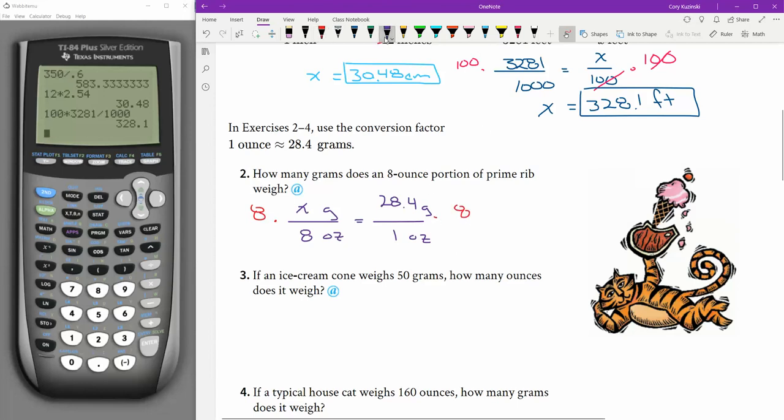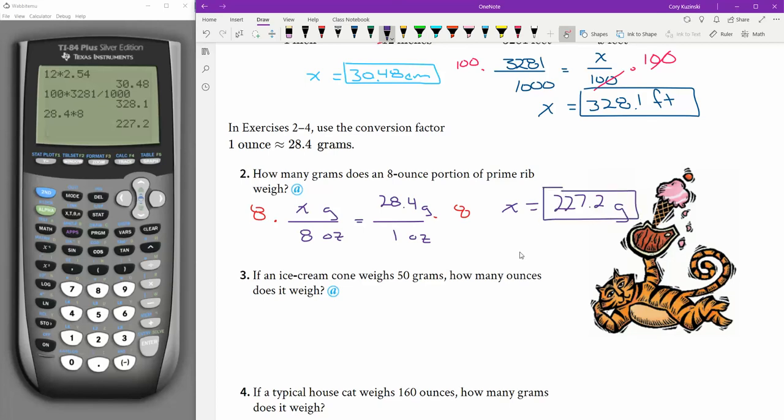And that gives me that x is 28.4 times 8, 227.2. Let's put a unit of measure on there, which is grams. 8 ounces is 227.2 grams. Let's try it again.